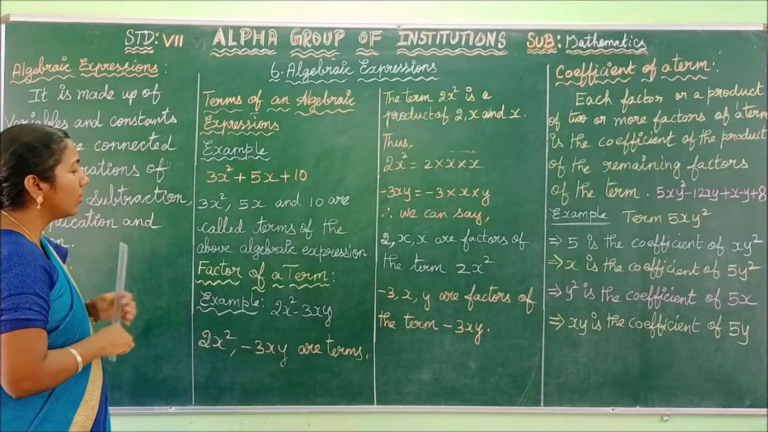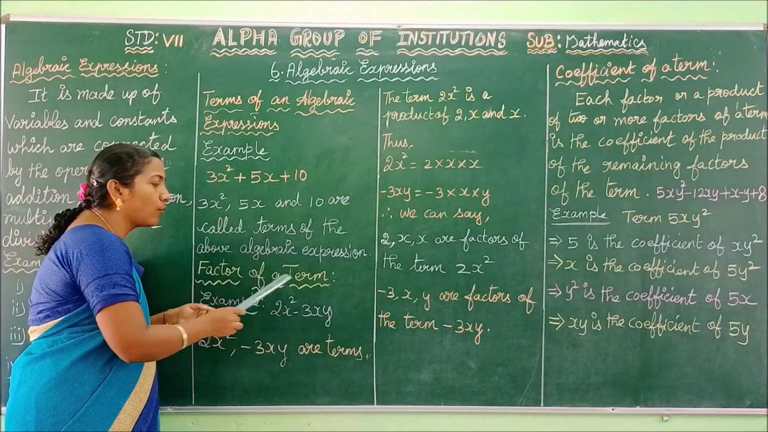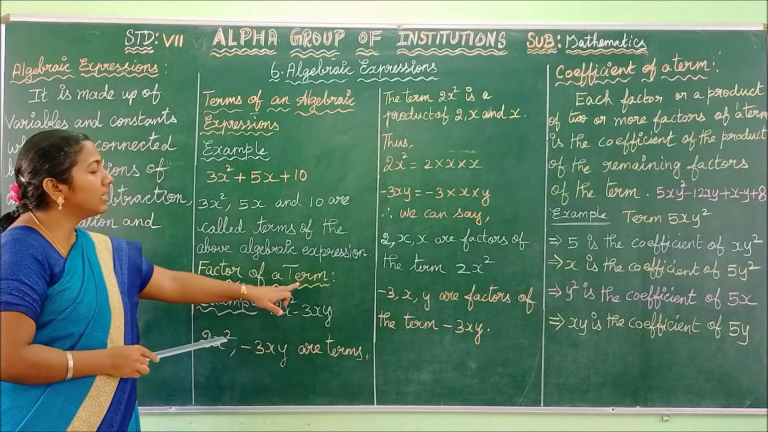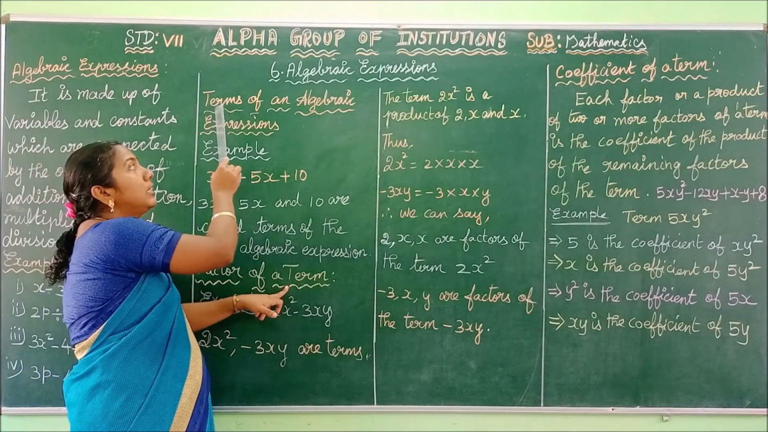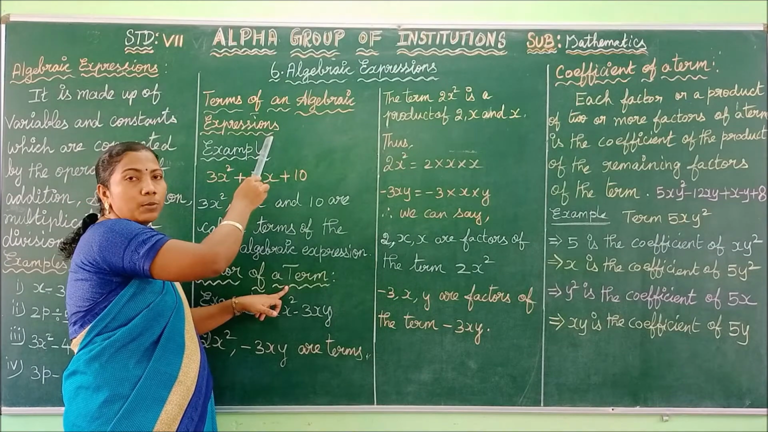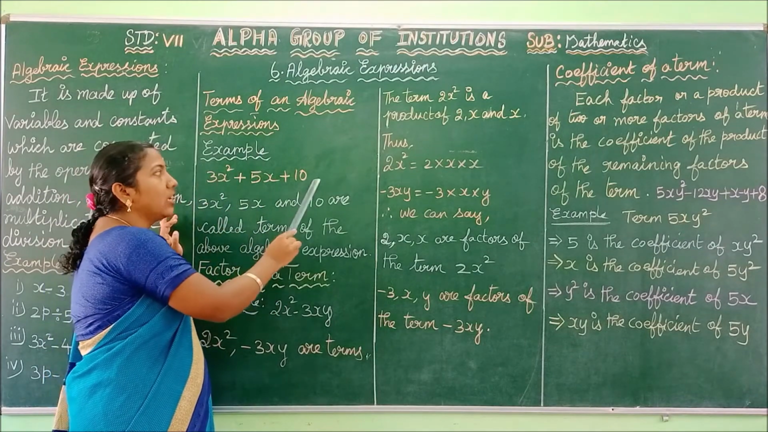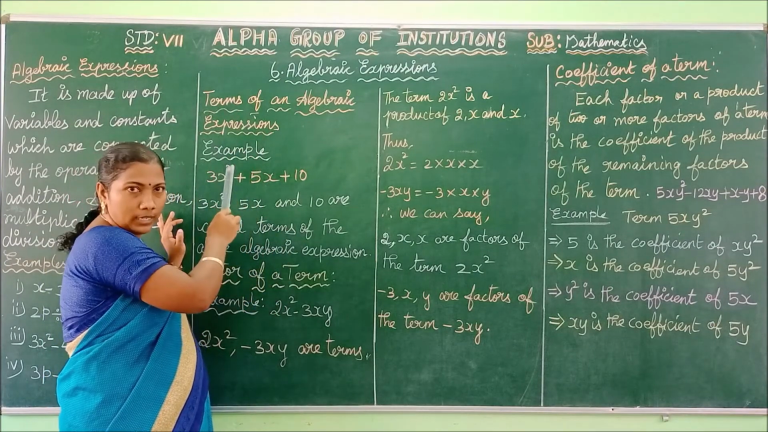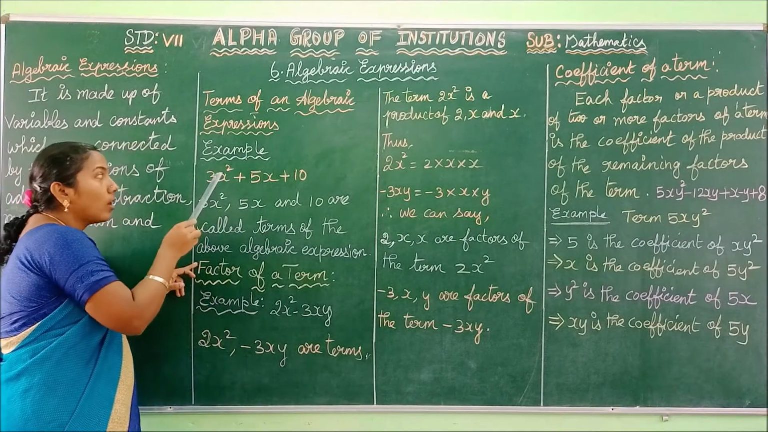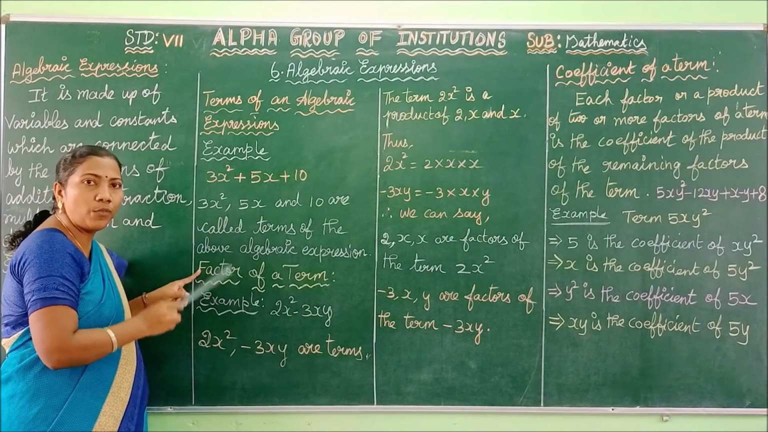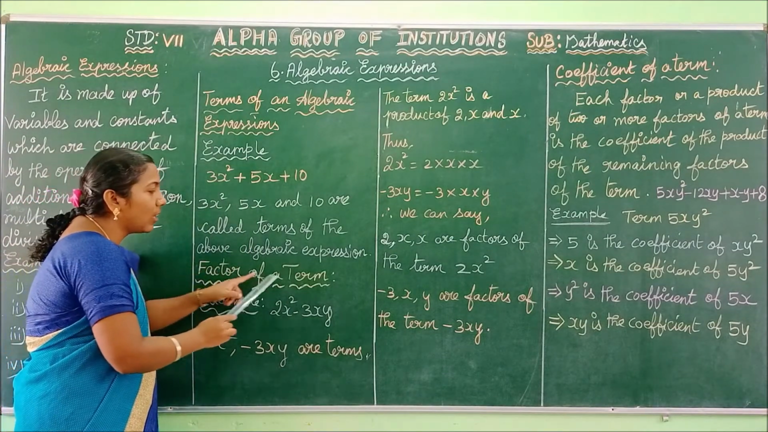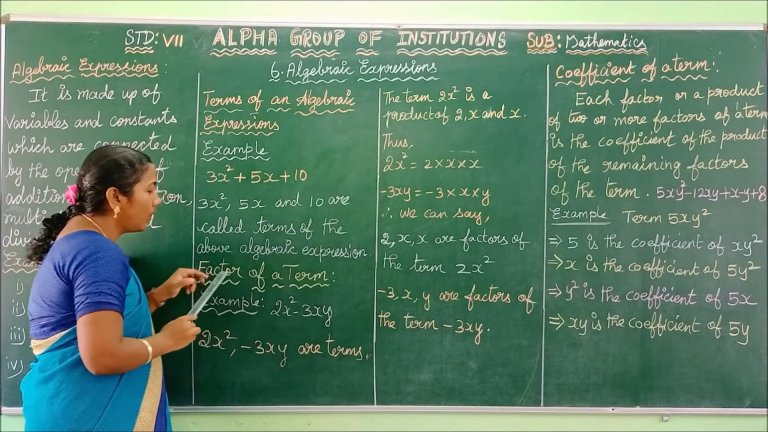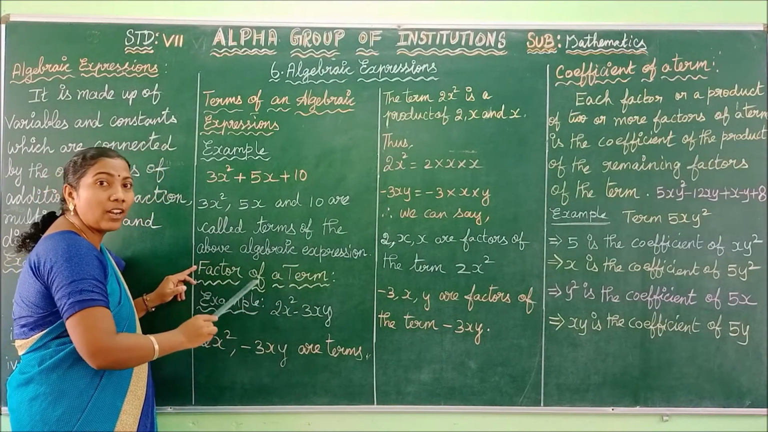Next, we are going to see factor of a term. Listen carefully. Here we are seeing terms of an algebraic expression. For an expression, we are discussing the terms. Here, for a term, we are discussing the factor. So, factor of a term. Now, we are going to explain factor of a term.